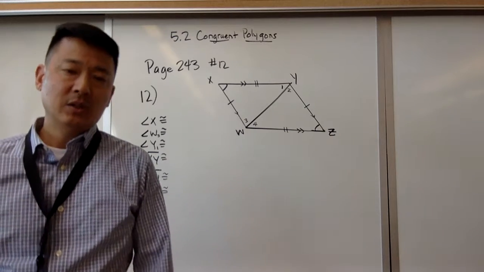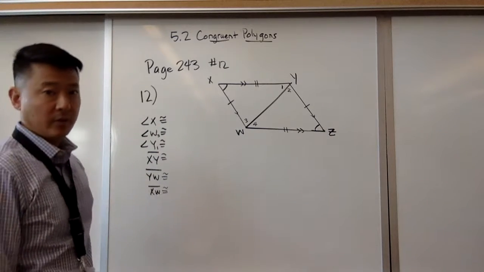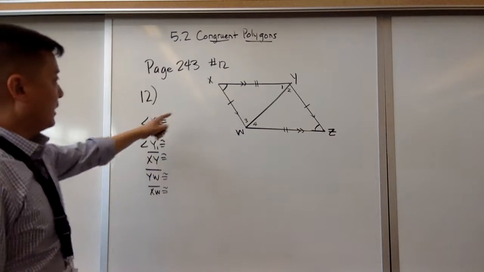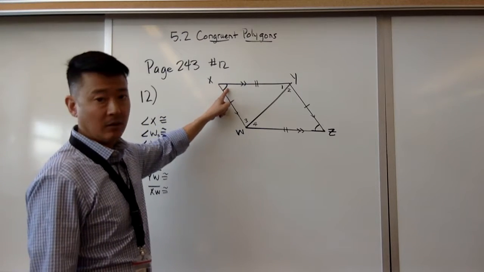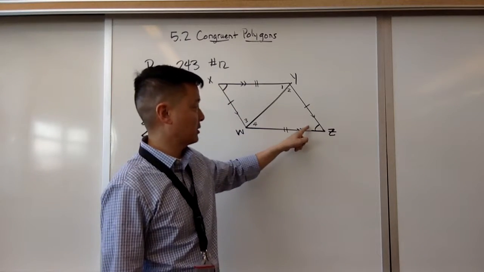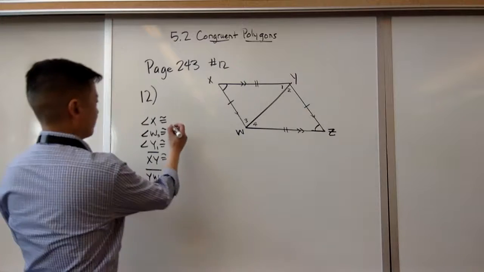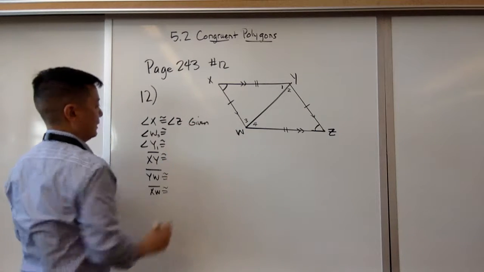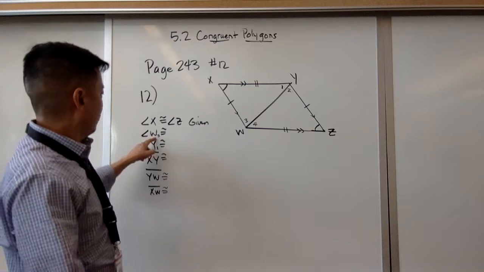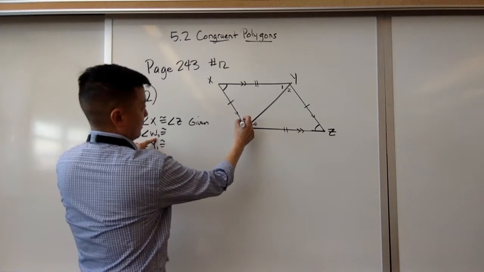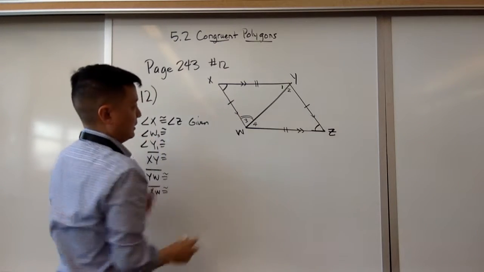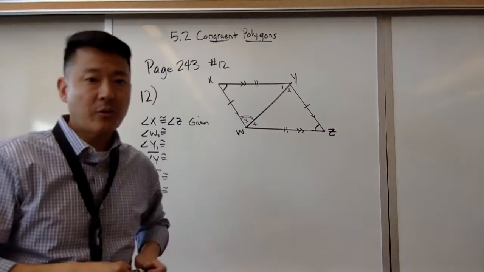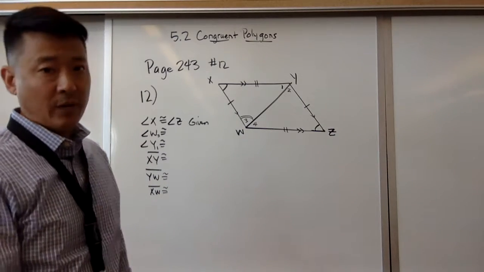Okay, so let's go ahead and fill in what the congruent parts are. For angle x, that's this angle, we're given by the picture that it's congruent to angle z. That's given. For this angle right here at w, and I call it w3, what do we know about that?